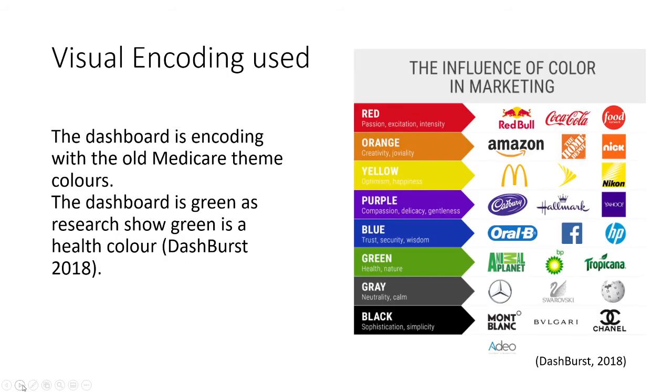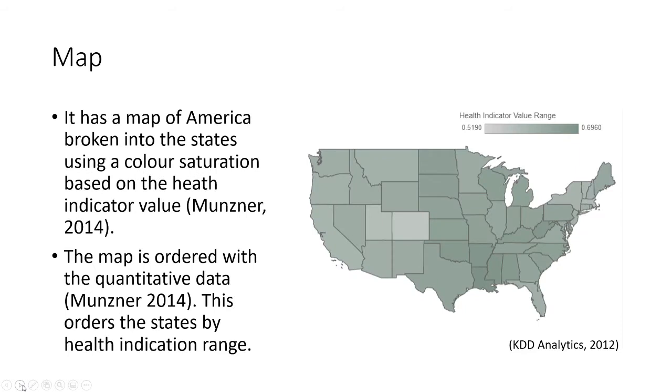The visual encoder used. The dashboard encodes with the old Medicare theme color. The dashboard is green, and researchers show that green is a health color, so it doesn't really surprise me that the green has been used in this dashboard. There is a map of America that's broken into states using a saturated color based on the health indicating values. The map is ordered with quantitative data. This is ordered by the state by health indicating range.